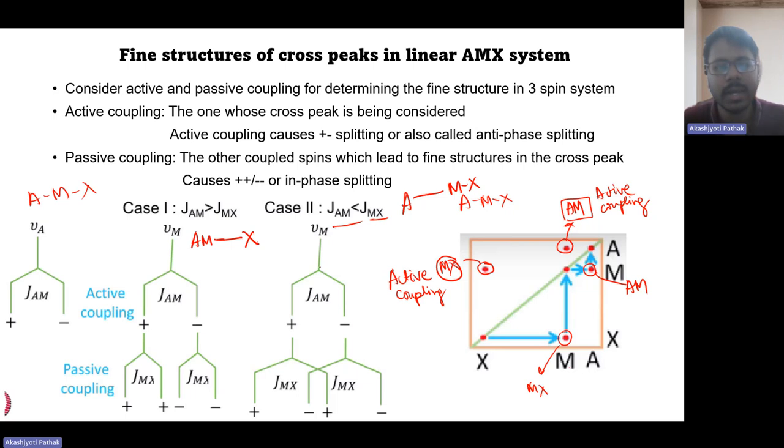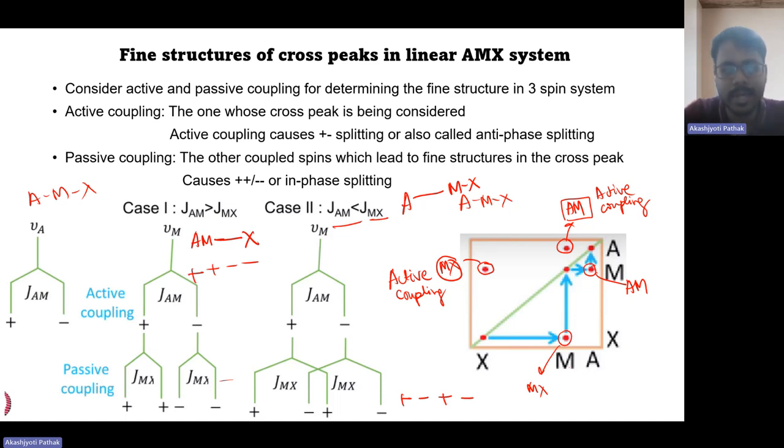So in this case, again, we are considering the AM cross peak. The A spin will cause the splitting of this M frequency into plus and minus. And because the MX coupling is less than the AM coupling, that is the reason why this AM is causing this. There is an overlap of this splitting of this peak by JMX, it moves into this part, right? So there is again this plus plus minus minus. So the pattern that you get over here is plus minus, plus minus, and in this case you get plus plus minus minus. So I hope this is clear.